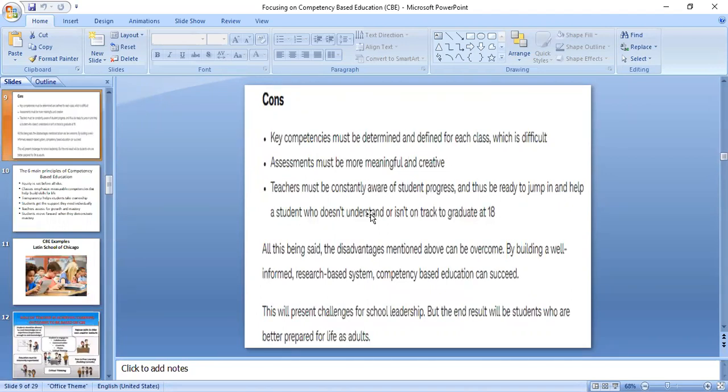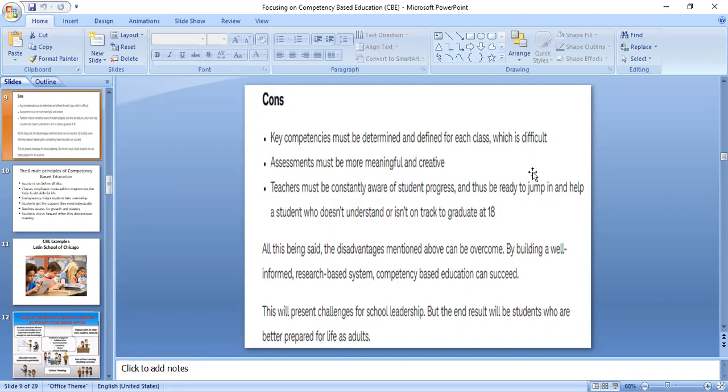Cons means key competencies must be determined and defined for each class, which is very difficult. Assessments must be more meaningful and creative. Teachers must be constantly aware of students' progress and thus be ready to jump in and help a student who does not understand or isn't on track to graduate at 18. All this being said, the disadvantages mentioned above can be overcome by building a well-informed, research-based system.